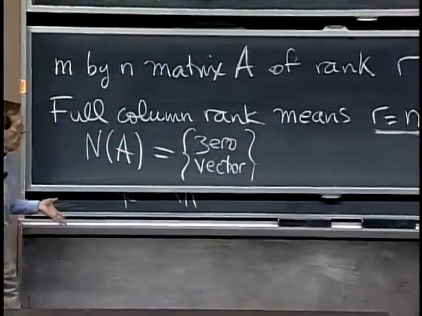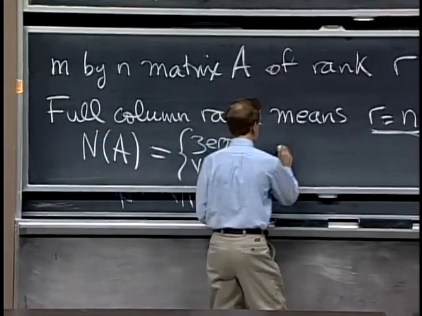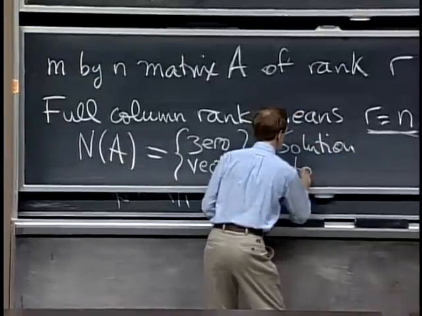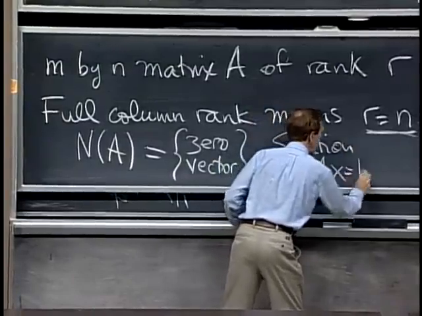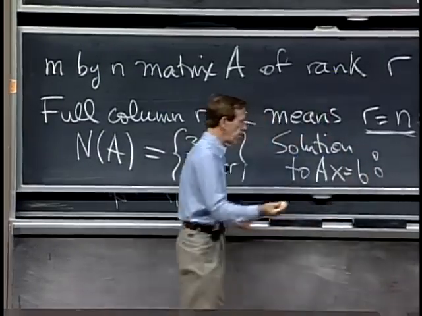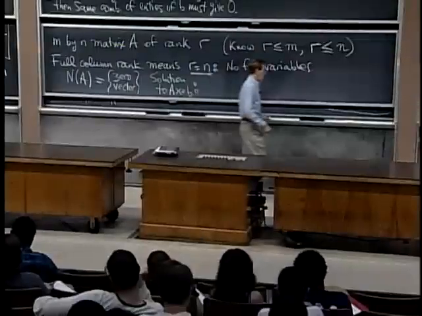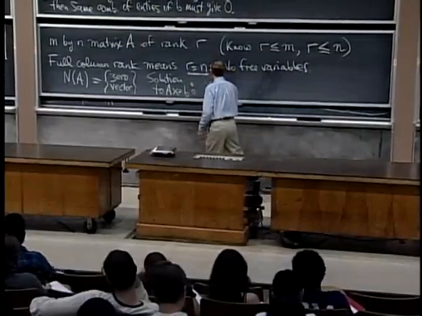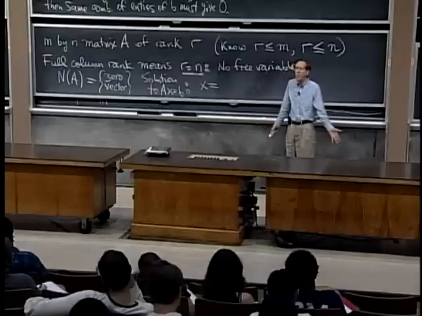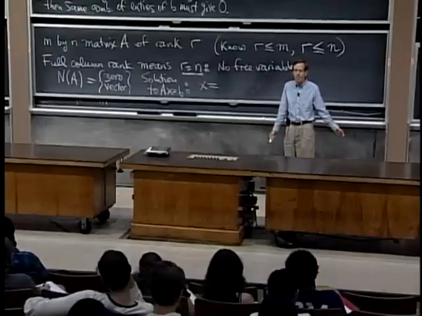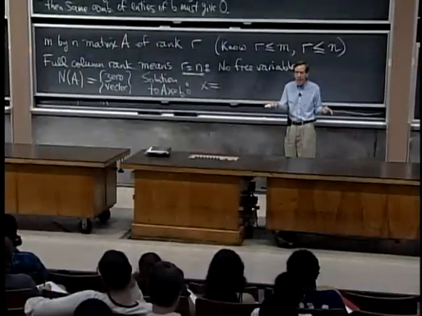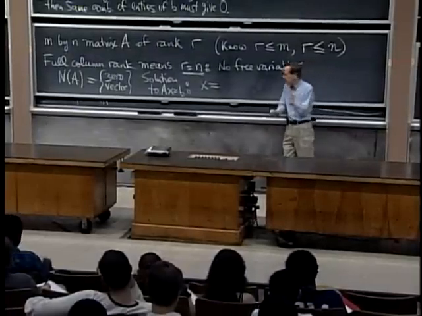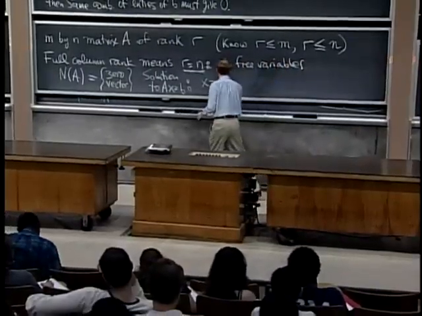And what about our solution to Ax equal b? What's the story on that one? So now that's coming from today's lecture. What's the complete solution? It's just x particular, right? If there is a solution, it's x equal x particular.